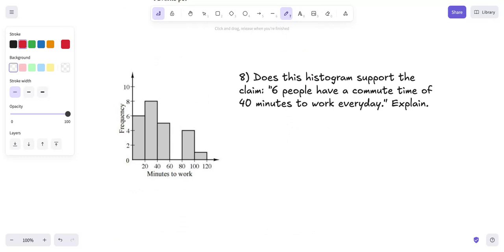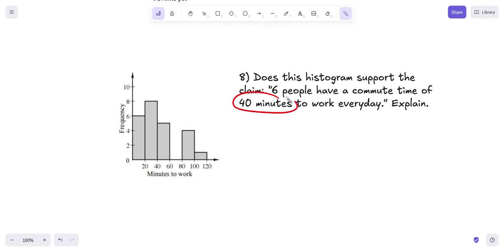Number 8. Does this histogram support the claim 6 people have a commute time of 40 minutes to work every day? Well, first off, it's a histogram. And then 40 minutes, if you commute 40 minutes to work, you do not go in this bar, because this bar includes 20 but not 40. It would go here. This bar would include 40 but not 60. So the 6 people would have to fit into this bar.